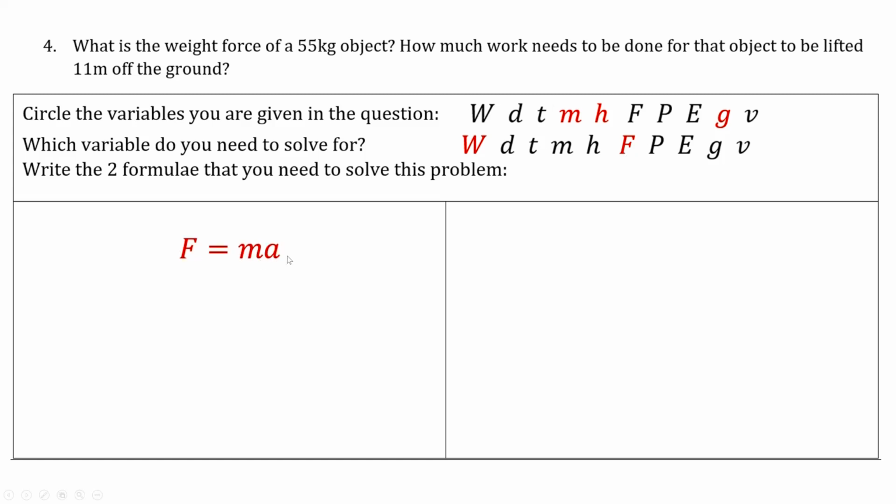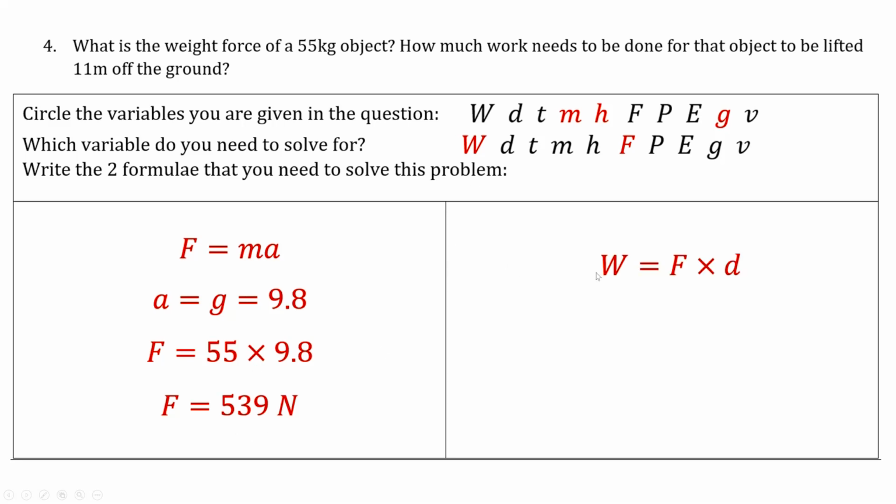Force equals mass times acceleration. Now the acceleration, in this case, is gravity. That's how you work out weight. Mass times 9.8 on Earth. So acceleration equals gravity equals 9.8. So if you weigh 55 kilograms, the force that you're applying downwards onto the surface of the Earth is 539 newtons. The work equation, force times distance.